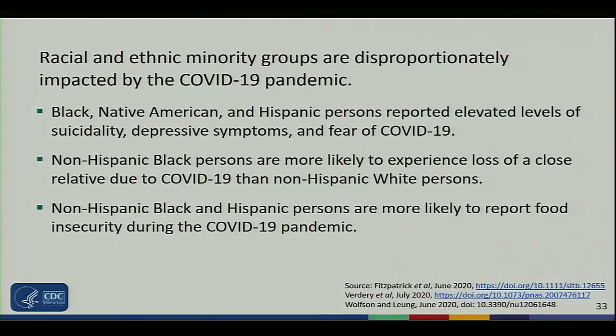Racial and ethnic minorities are disproportionately impacted by the COVID-19 pandemic. Black, Native American, and Hispanic persons reported elevated levels of suicidality, depressive symptoms, and fear of COVID-19. Non-Hispanic Black persons are more likely to experience loss of a close relative due to COVID-19 than non-Hispanic white persons. And non-Hispanic Black and Hispanic persons are more likely to report food insecurity during the COVID-19 pandemic. Next slide.